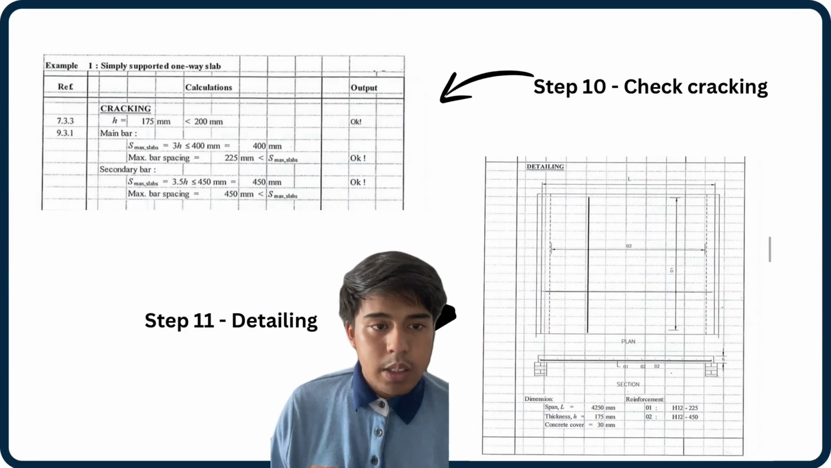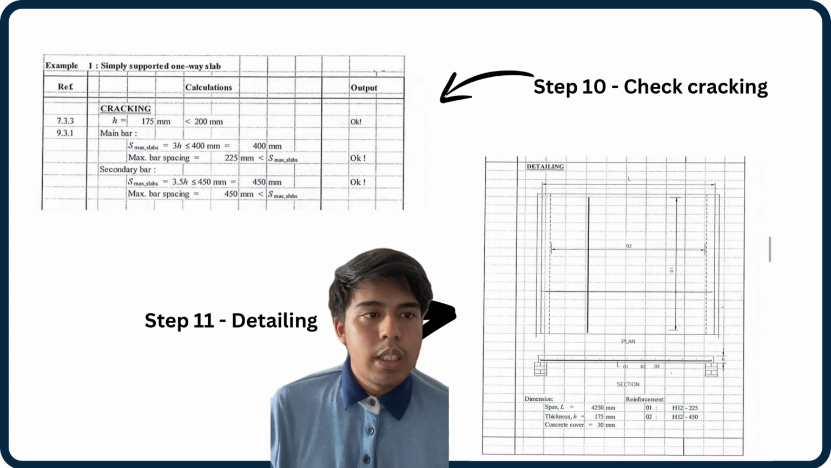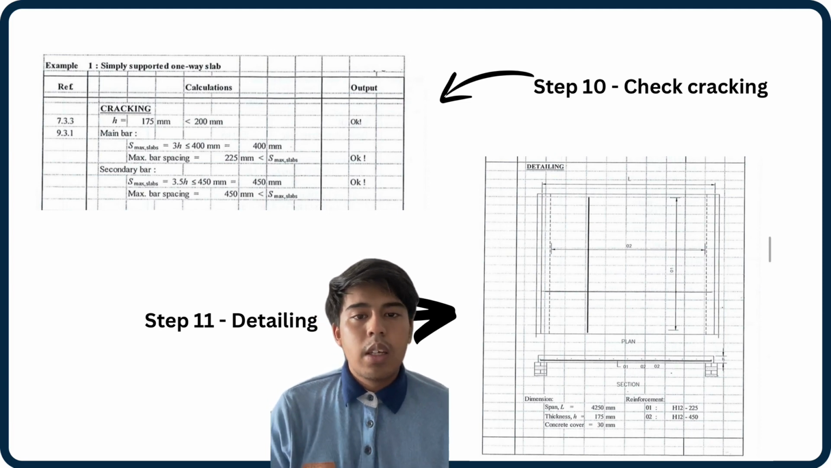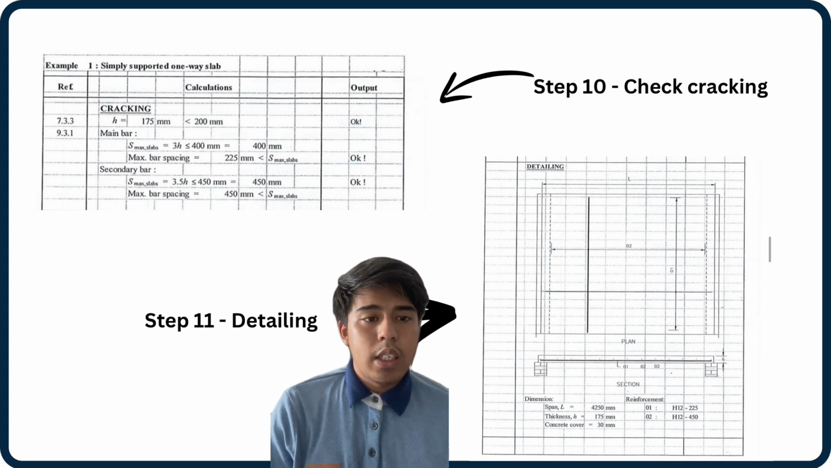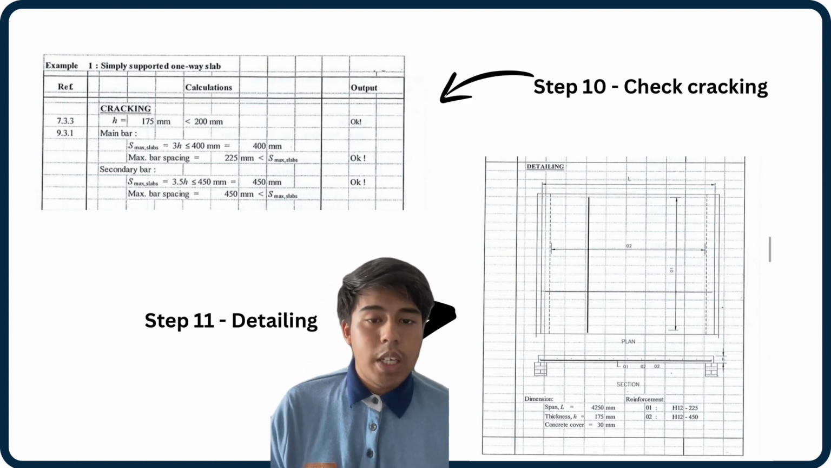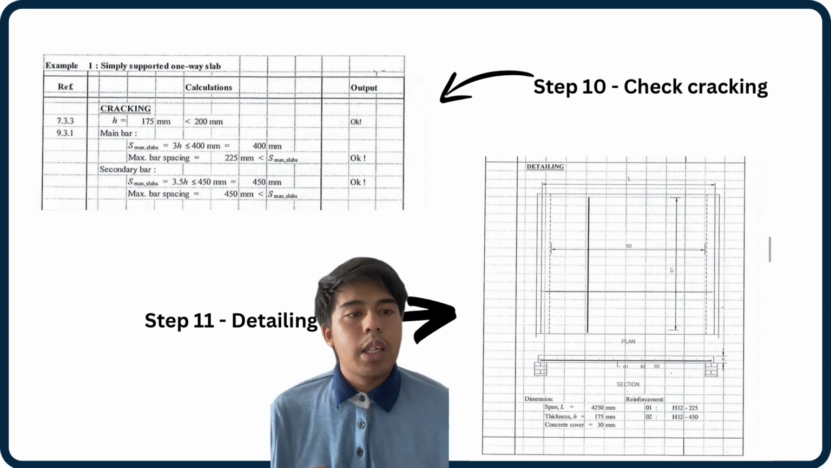So the last step is detailing drawing. So this is the detailed drawing for the question and for the slab. Dimension span equals 4,250 millimeter. That is from the question. Thickness H is 175 millimeter. That is what we calculated for the slab thickness. Concrete cover 30 millimeter. And for reinforcement 1, H12 at 225 spacing, and for reinforcement 2, H12 at spacing 450 mm.